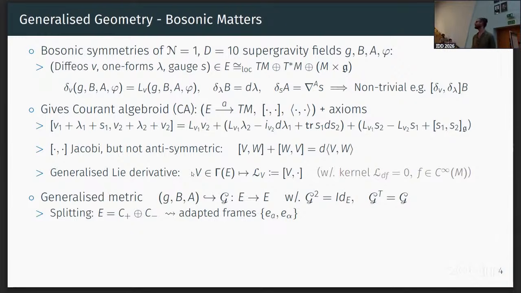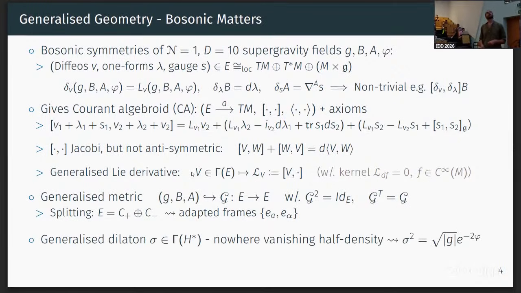If you see a Latin index somewhere, this corresponds to C+, and you should think of it as a tangent bundle index. And then you have your Greek indices, alpha here, for example. They correspond to C-, and they roughly correspond to a copy of the tangent bundle plus gauge indices.